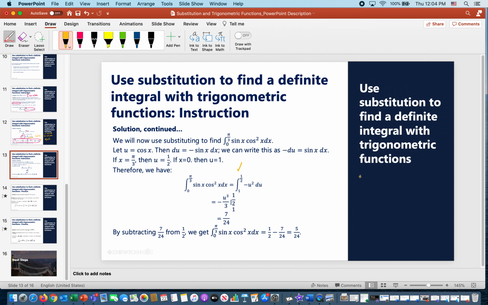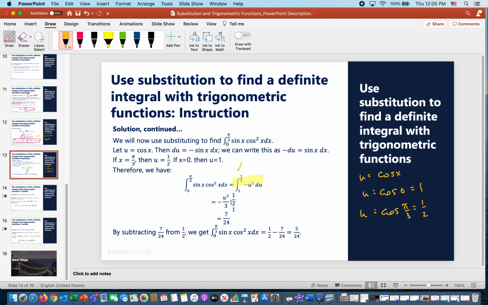Well, if you remember, we said that u was the cosine of x. So I'm going to figure out what the cosine of 0 is, which is 1. That's based on the unit circle. I'm going to figure out the cosine of pi over 3. That's 1/2, again, based on the unit circle. When I make those substitutions, you'll notice that I finished the problem by working with only u's. So I don't have to go back and plug in that cosine.